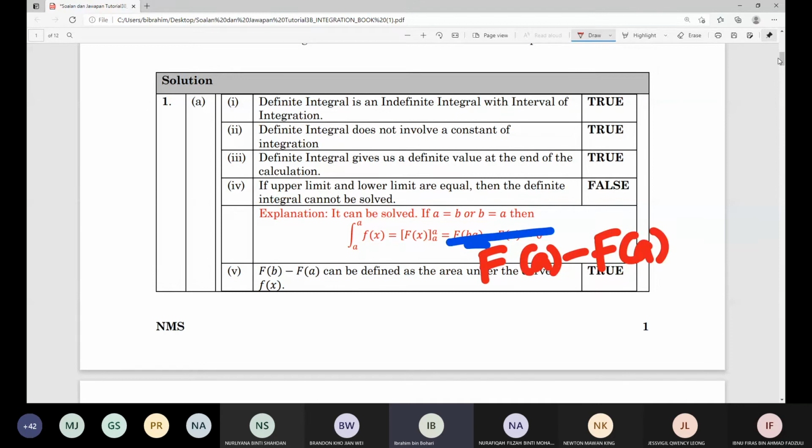Okay, question 1. This one you just say true or false, and dia tak ada reason. Ini satu markah sahaja. Ya, 1 mark. Okay, dapat jawapan betul, satu markah. Ya, ini question CLO1. Okay, settle question 1 and question B.